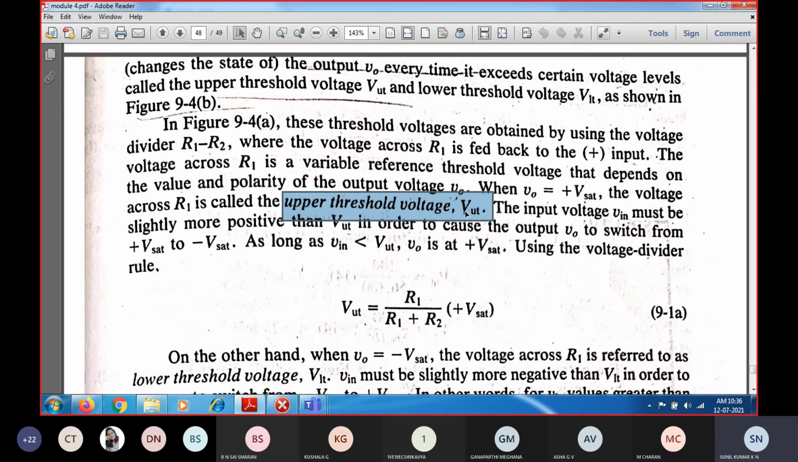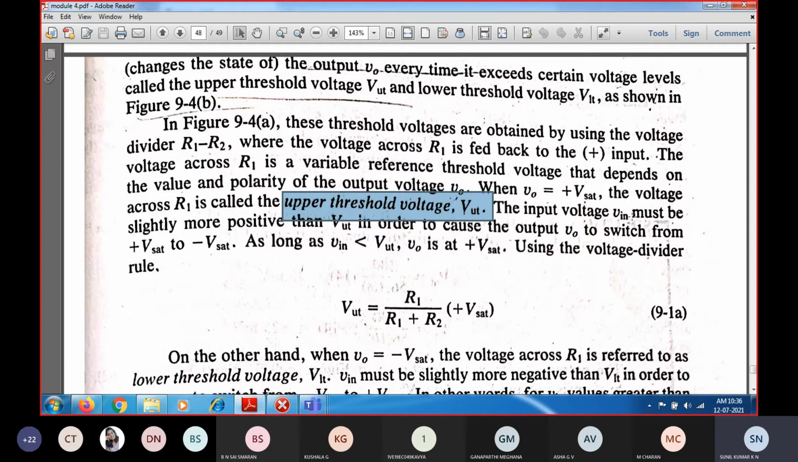So there is no different meaning, you have to understand. Trigger means it is going to cause the output to switch from one saturation to another saturation. Threshold is also going to work the same way. So we have to remember that whether it is a trigger or a threshold, both are the same, and the operation remains the same.